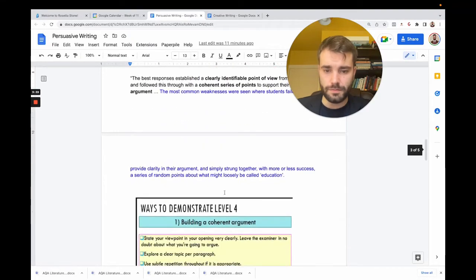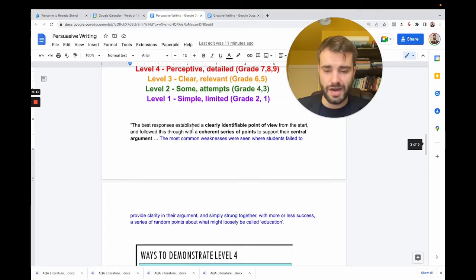So, the best answers, this is directly from the examiner's reports, the best answers look for a clear point of view, so it's unmistakable what your opinion is, a coherent series of points to support a central argument. So you need one underlying argument, one underlying big reason, and then a series of small reasons, which are your coherent series of points, which are connected together. So they're coherent, they're linked together. They're not random different things. The different topics you talk about are linked.